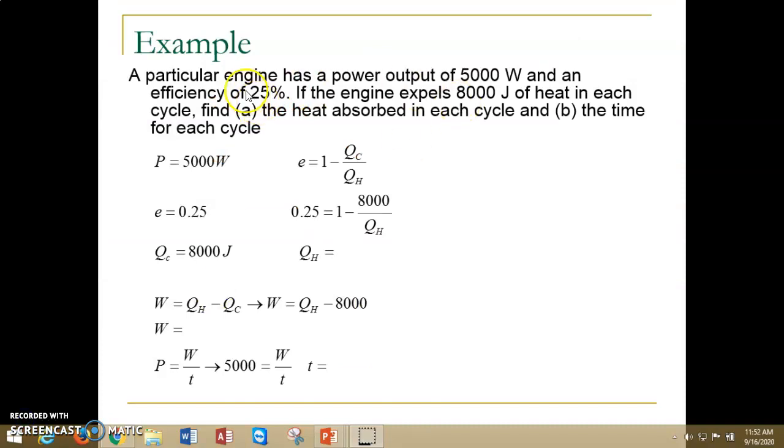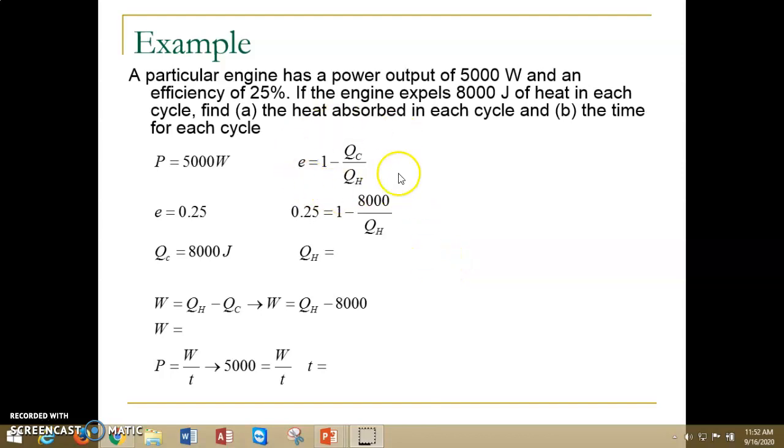And so you have some engine. It has a power output that's in watts. Power is work over time. Efficiency is 25%, which is probably pretty normal. It expels 8,000 joules of heat. And so you're going to find a few things. You're going to find the heat absorbed and the time for each cycle. So we can write some things down. Power is 5,000 watts. Efficiency is 25%. Our Q cold is 8,000 joules because that's what's expelled.